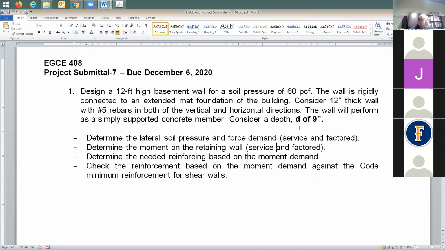You mentioned that the second point, determining the moment on the retaining wall, that's what we learned in soil mechanics, correct? That's what we learned in structural analysis, statics, or mechanics of materials, not in soil mechanics. This is a structures thing. All right. Okay, there we go.